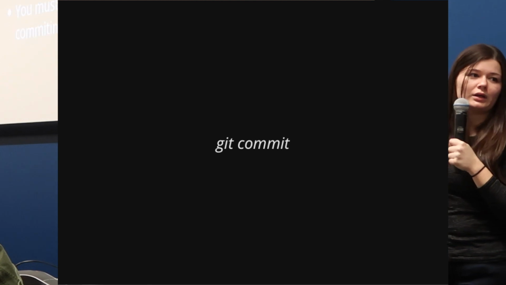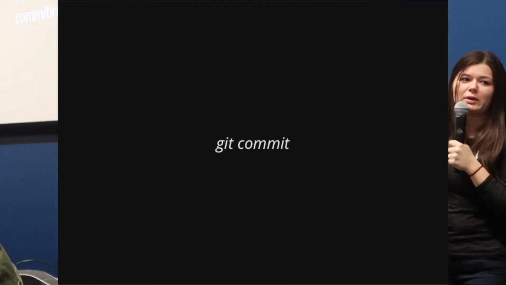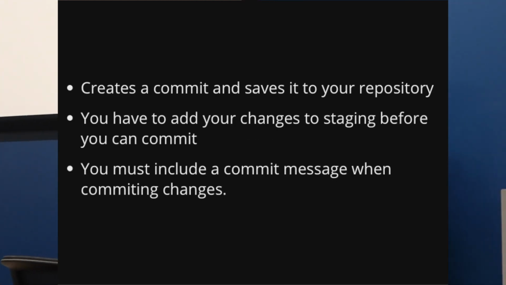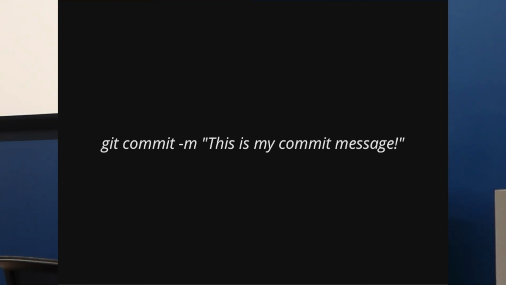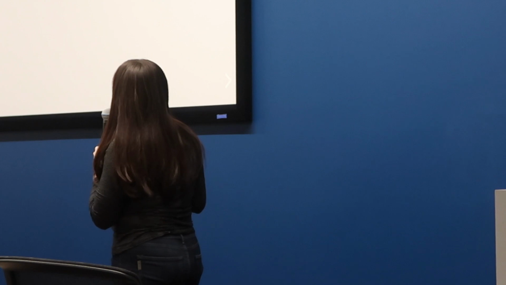Git commit. So git commit creates a commit and saves it to your repository. You have to add your changes to staging before you can commit, and you must include a commit message when committing changes. So all that to say, you're going to run a git add, you're going to say git add these files to staging. Now they're in staging. There's one more step before you can push it to your remote repository, which is a git commit. This is the basic syntax, git commit -m, says, this is my commit message.